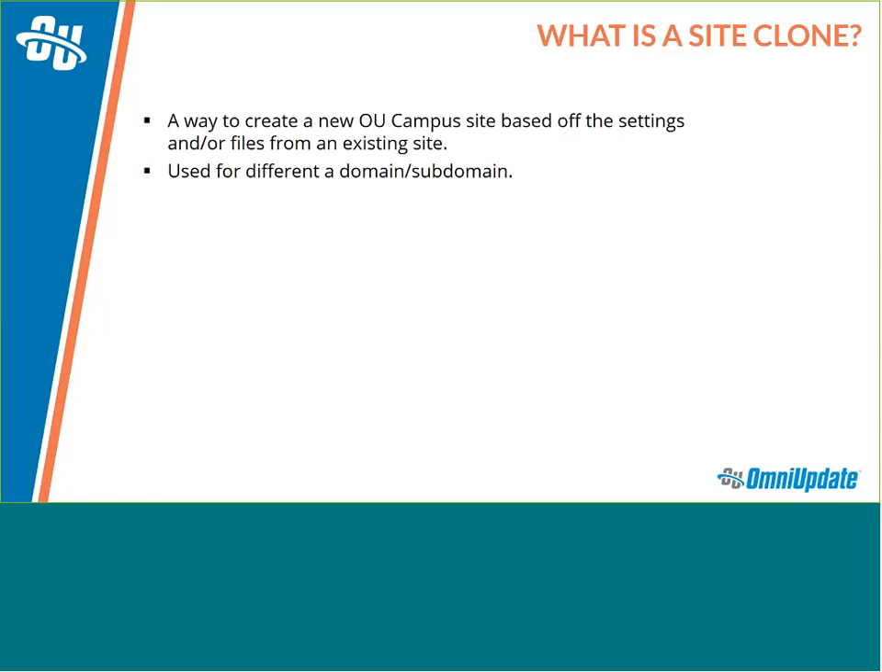It is used typically when you have a different domain or different subdomain that you're publishing to. You can't publish from one site in OU Campus to two different subdomains. So one reason that you would need a different site that you would clone to would be if you had a different domain or a subdomain. Again, there are alternatives, other ways that you can go about this as well, but site clone is one of the reasons that you might want to do that.